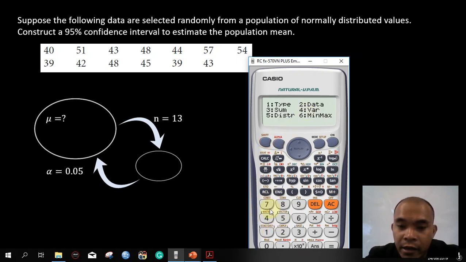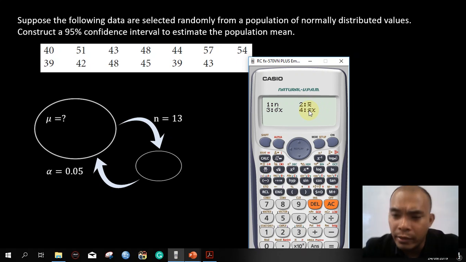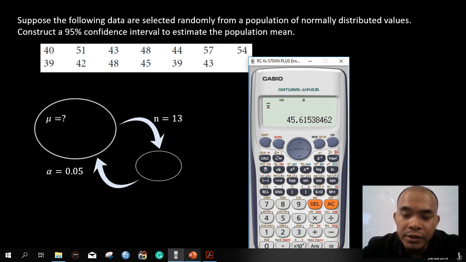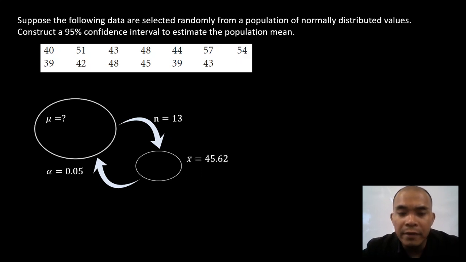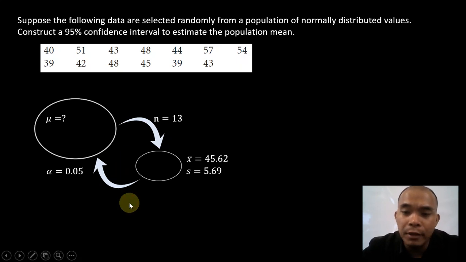and then you go to the var, that's 4, and then this is the sample mean, and then this is the sample standard deviation. We can directly solve the sample mean and standard deviation using our calculator. So that's 2, and then press equals, so 45.61. Let's check. 45.62, and then our sample standard deviation is 5.69. So how are we going to get that? So again, shift, stat, because we have to access the stat function here, var is 4, and then press equals. So that is 5.69. That is our sample standard deviation, as simple as that.